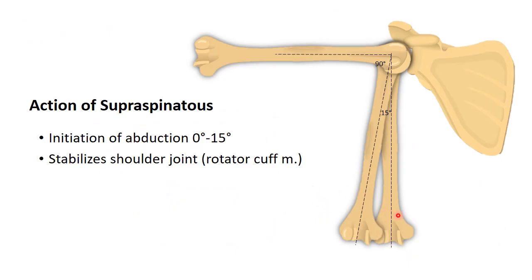Supraspinatus initiates abduction up to 15 degrees, and abduction will proceed by the action of deltoid up to 90 degrees. So supraspinatus is the abduction initiator of the shoulder joint. It also has another important function, which is to stabilize the shoulder joint, because it is one of the rotator cuff muscles. That will be discussed later in this lecture.